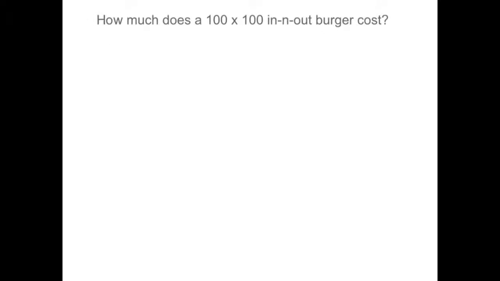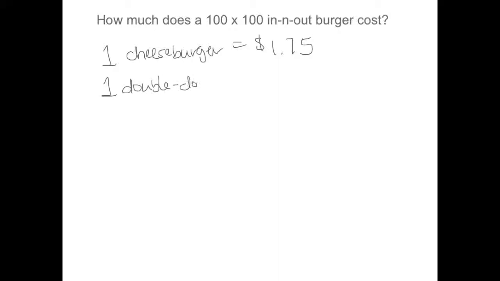So I started this problem by looking at In-N-Out's menu and saw that one cheeseburger, just their normal cheeseburger with one burger patty and one slice of cheese, cost $1.75. I also saw that one of their double doubles, which has the same bun, the same amount of condiments and everything, but it has an extra patty and an extra cheese slice, that costs $2.65. So instead of having one burger patty and one cheese slice, it has two burger patties and two cheese slices.